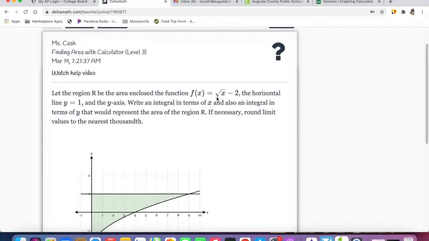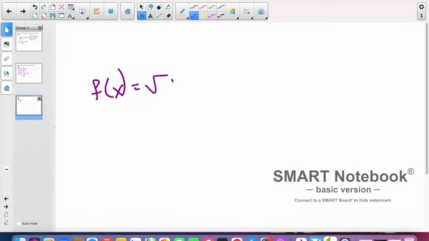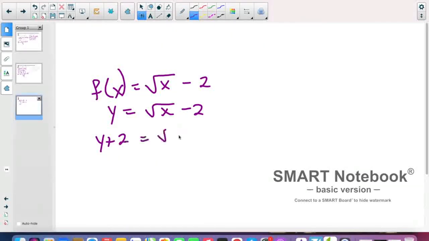All right, so that is f of x equals the square root of x minus 2. I'm going to go back into my notebook and do that in there. So f of x equals the square root of x minus 2. I need to solve this for x, get x by itself. So, well, we know f of x equals y. That's the same thing as y. And so if we're going to get x by itself, that's going to be y plus 2 equals the square root of x. And to get rid of the square root, we square both sides. So that gives us the function y plus 2 squared equals x. So we have solved that for x.